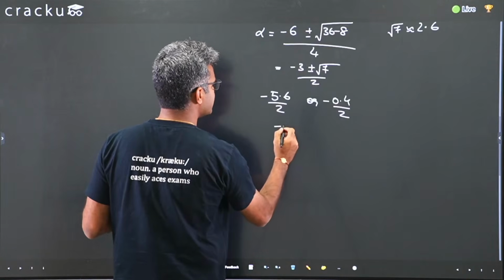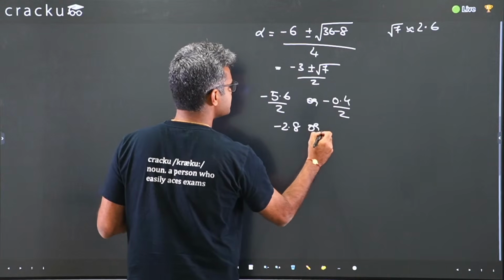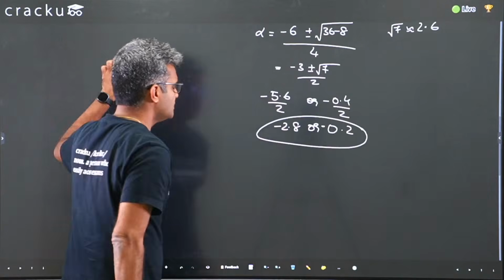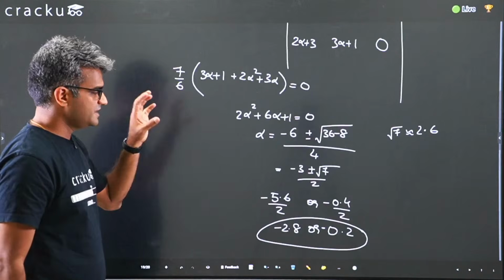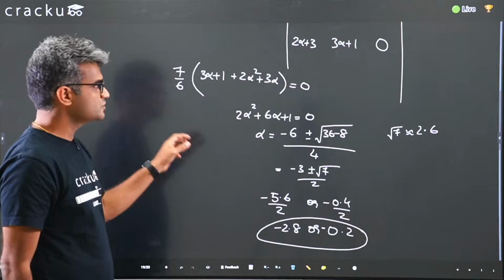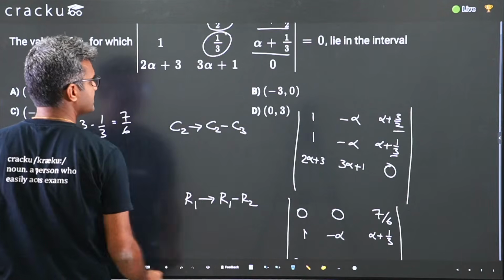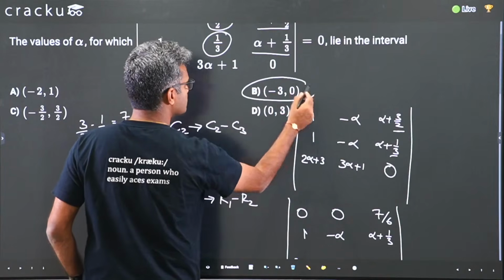So this is either minus 2.8 or minus 0.2. These are the two roots. Now, which interval is used to encompass both of these roots? The only answer for this will be minus 3 to 0.